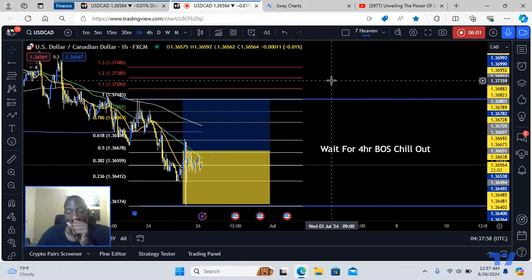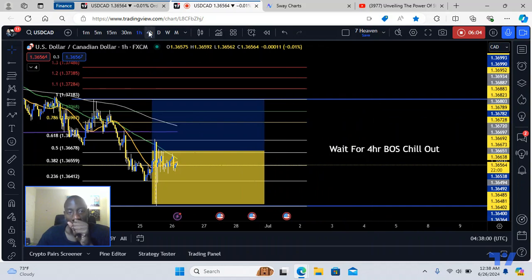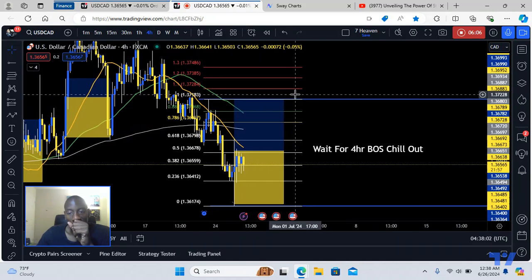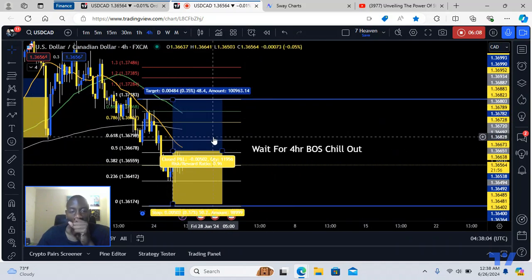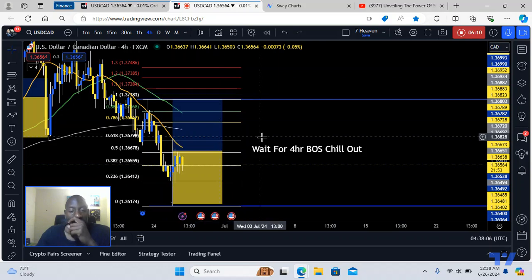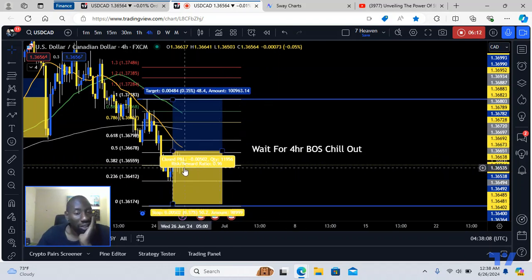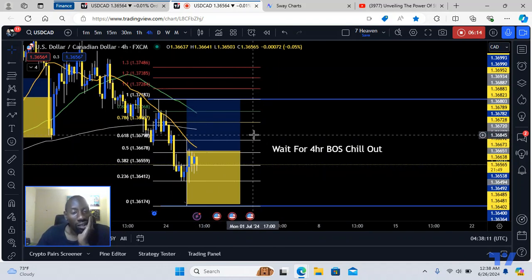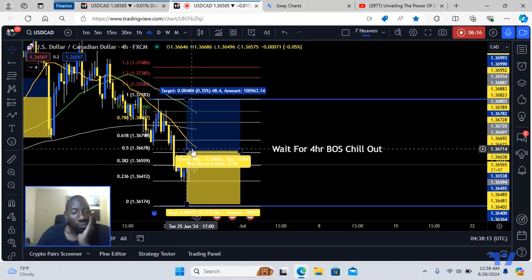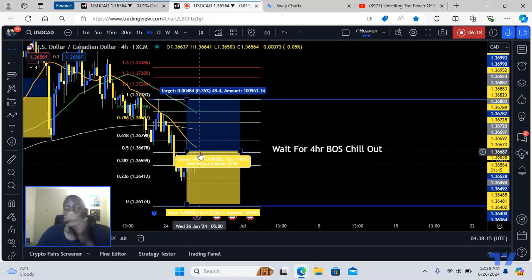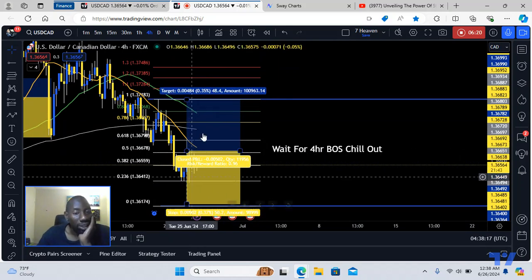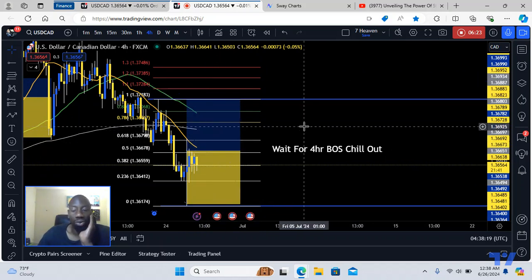This is a 4-hour. We're waiting for a 4-hour break of structure, and this is currently a trade that I took on a prop firm challenge, Funding Pips, and I have a 25K challenge on that. And basically, I'm just doing this 4-hour strategy on there.